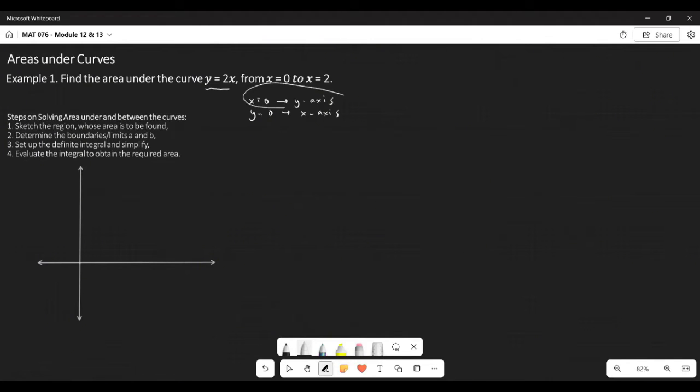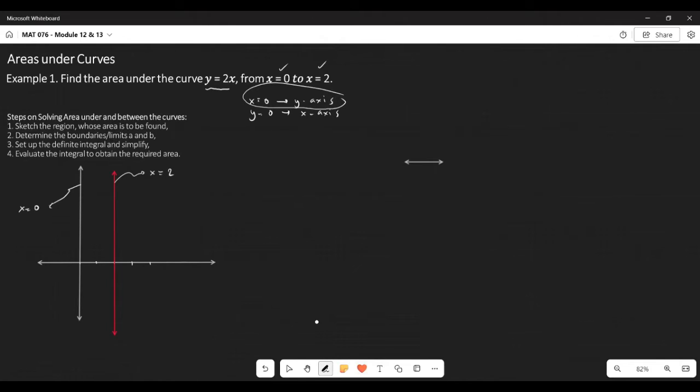Ito. Okay. Binigyan tayo ng x is equal to 2. So sabihin natin, nandito yung 1, and nandito yung 2, ito yung 3. Sige, graph lang natin. So dito magpo-fall yung ating line. Sabihin natin, ito ang ating line. So ayan yung x is equal to 2 natin. Lagay lang din natin yung x is equal to 0. Okay? So na-graph na natin itong dalawa.